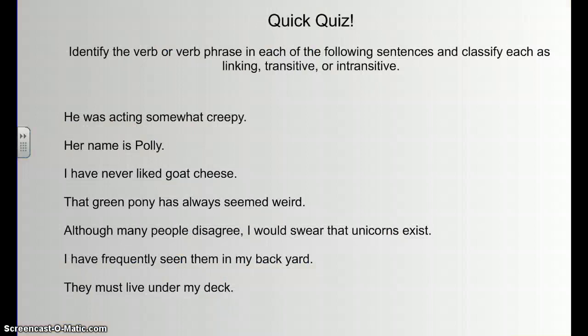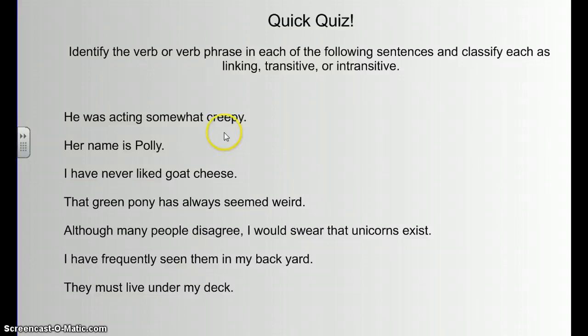Now, quick quiz. I'm going to let you look at each sentence for about 3 seconds, and then I'll pop into the answers. But identify the verb or verb phrase in each of the following sentences, and try to think in your head if it's linking, transitive, or intransitive. You can also write this on a separate sheet of paper.